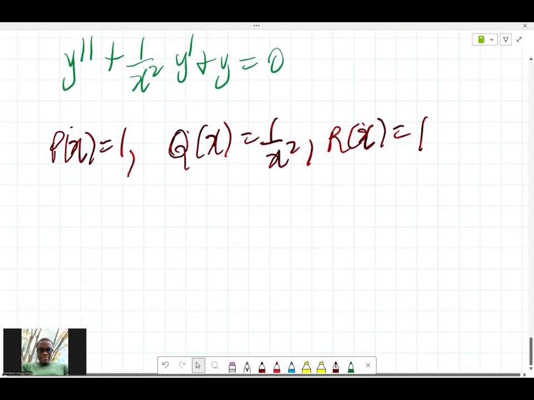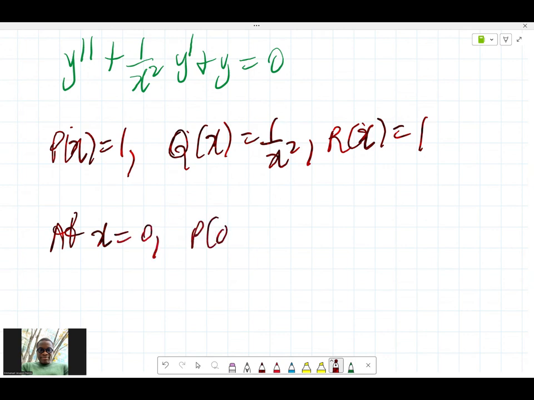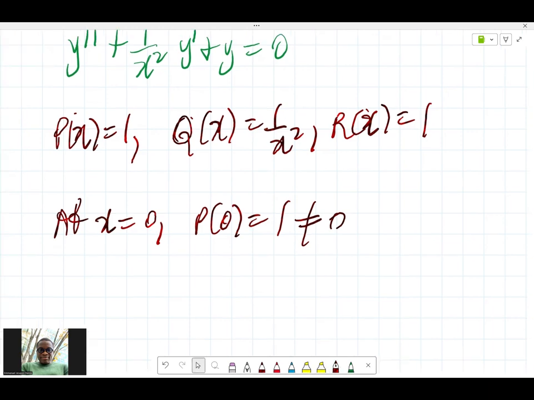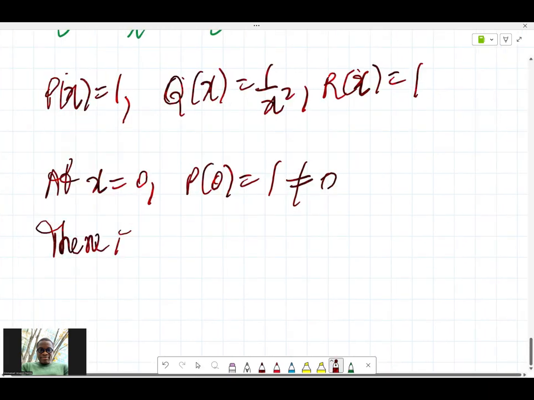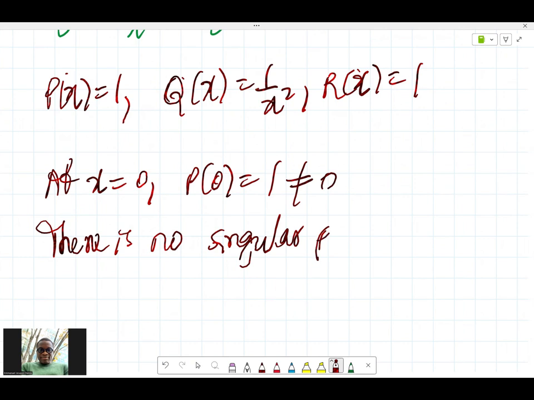At x equals 0, you see that p of 0 will be 1. So that means that this is not equal to 0. So we can say that there is no singular point at x equals 0.